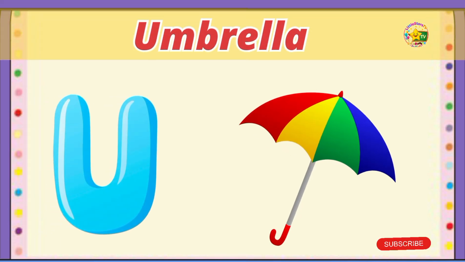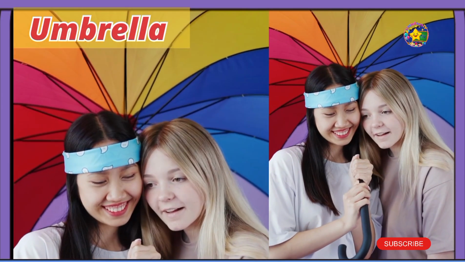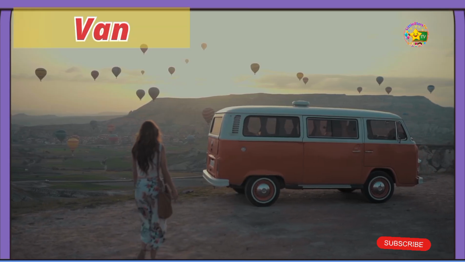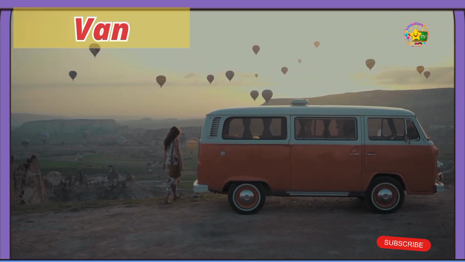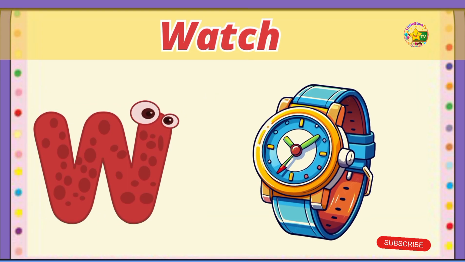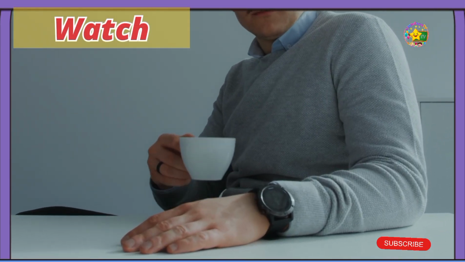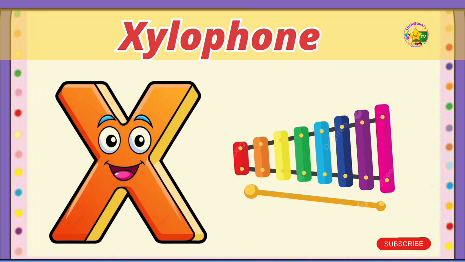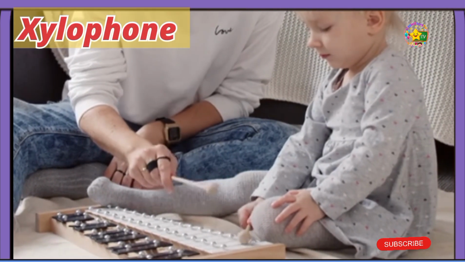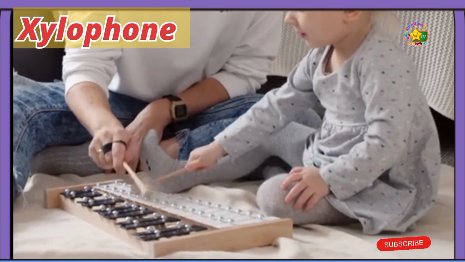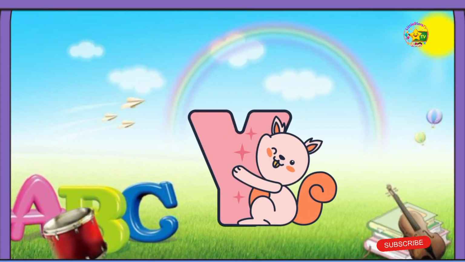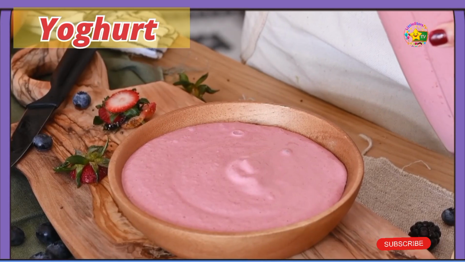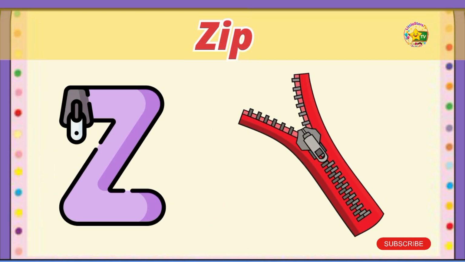U for umbrella. V for van. W for watch. X for xylophone. Y for yogurt. Z for zip.